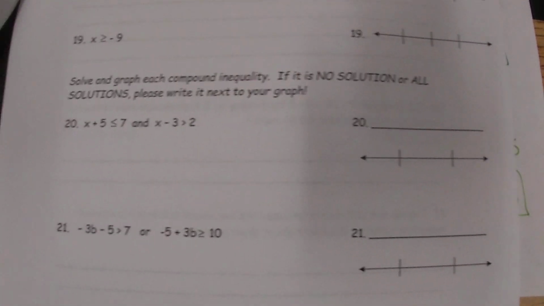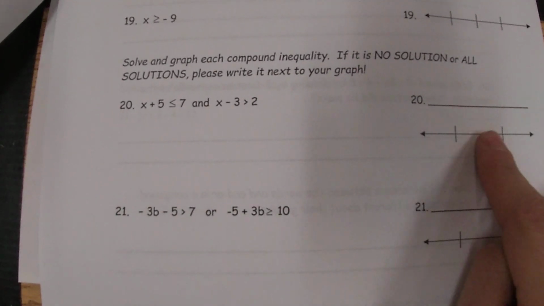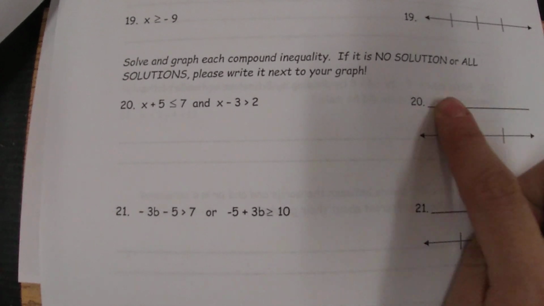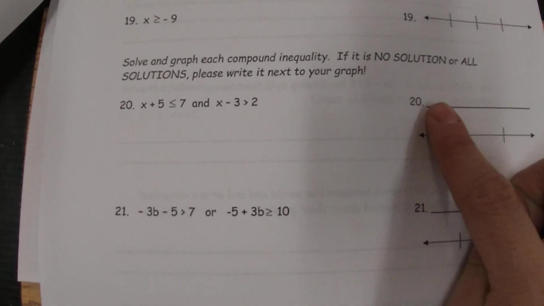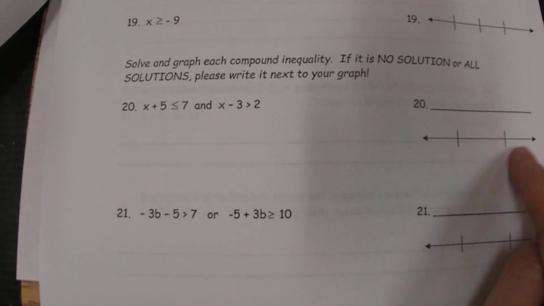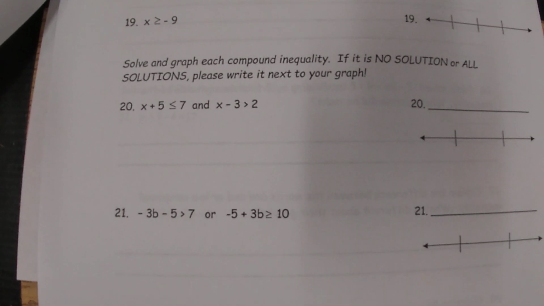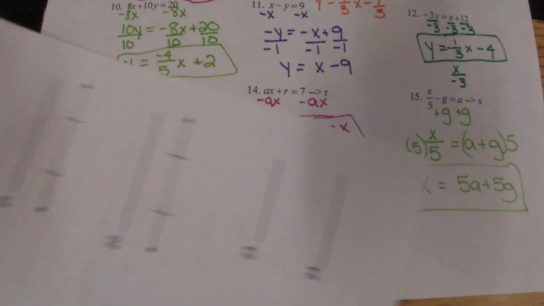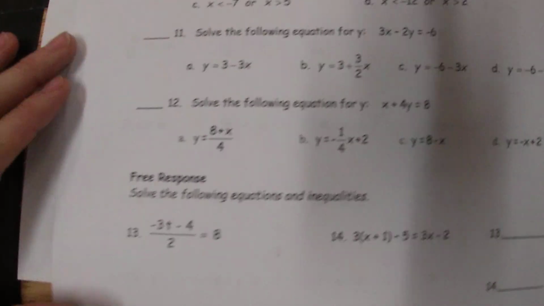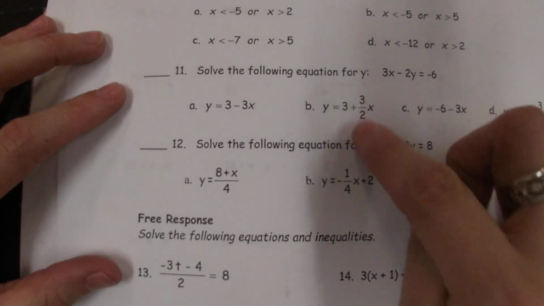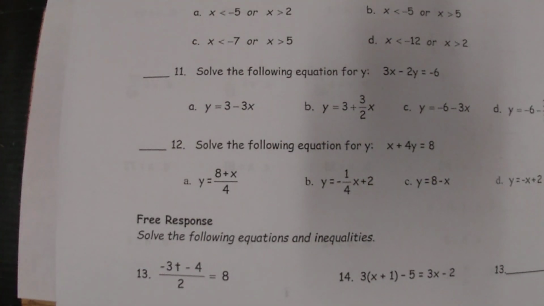Okay, a couple pointers. On the ones that are compound inequalities, you'll put the answer up here. So if like you get x is greater than 4 and x is less than 7, and then this is where you'll graph your answer. Okay, on the multiple choice over here, number 11 and 12, not only do you need to solve for y, but the answer can be written in any equivalent format. So you're going to have to find what's equivalent to what you get to make sure you're getting the right answer there.